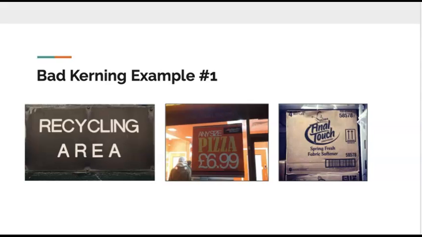and gives the sign a mismatched look. The second example displays bad kerning throughout the words "any" and "size" at the top of the sign. As you can see, the letters A, N, and Y in "any" all seem to be merging and give off a confusing look for the audience.